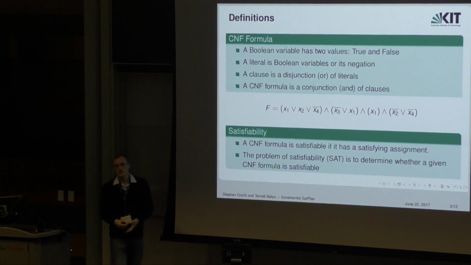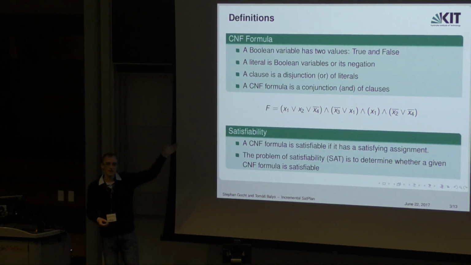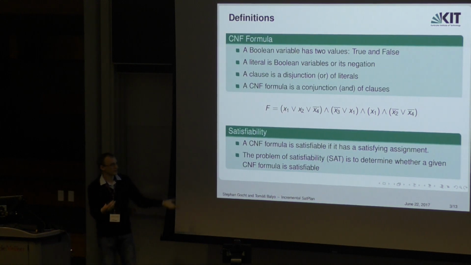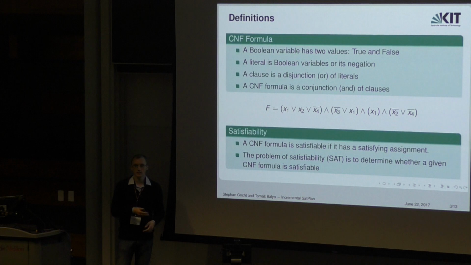And what a SAT solver does is to check if such a formula is satisfiable or not. So this means it tries to find assignments to the variables such that the formula is true. And the problem of satisfiability is, of course, to determine whether such a solution exists or not.